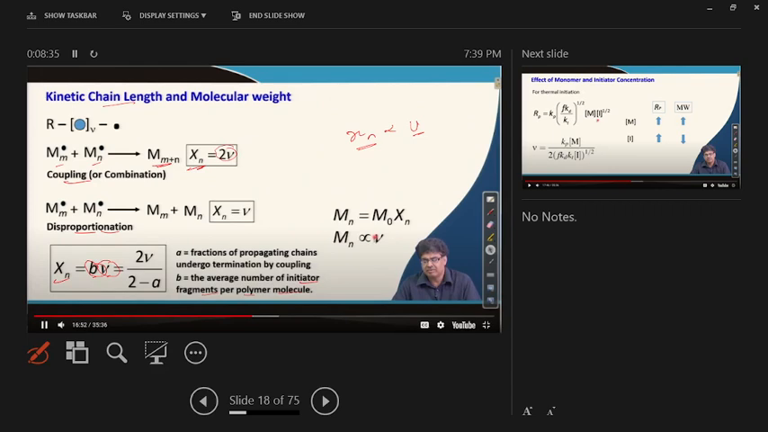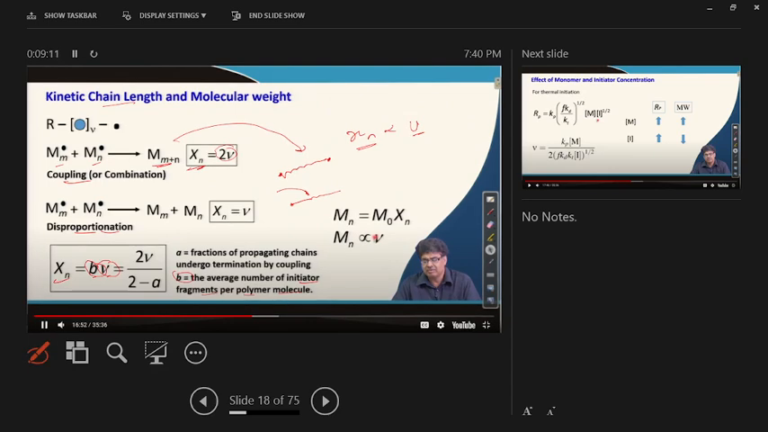Okay, so see, if this chain has two initiator molecules, one at each end, then we can say that it is made by coupling. And if it has only one, then it is made by disproportionation. So in this form also we can find out whether the termination occurs by coupling or disproportionation. So by using this B, the average number of initiator fragments per molecule, we can also find out the Xn.